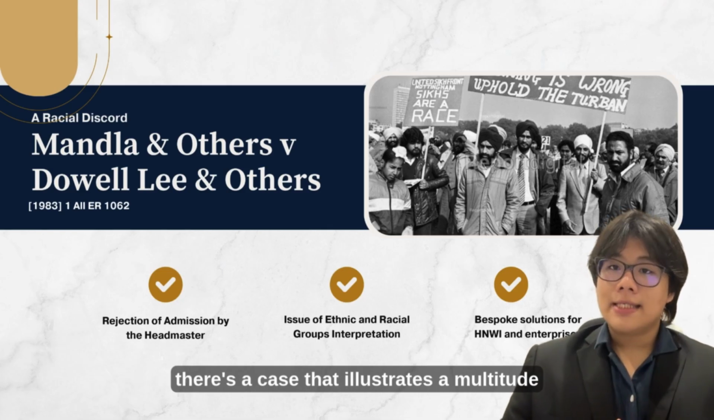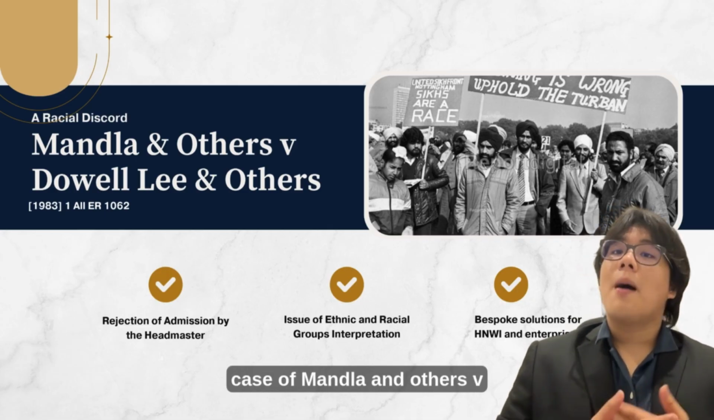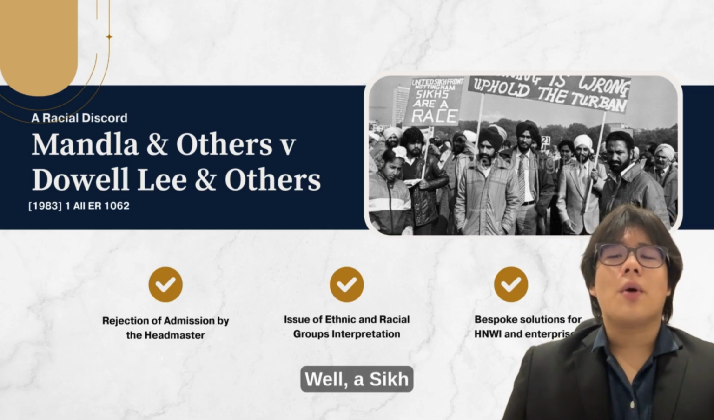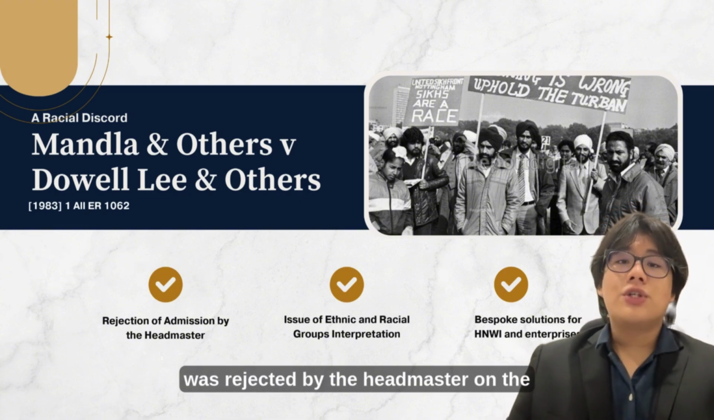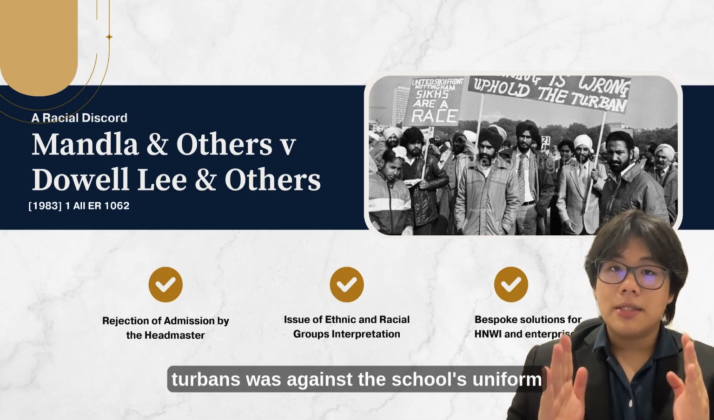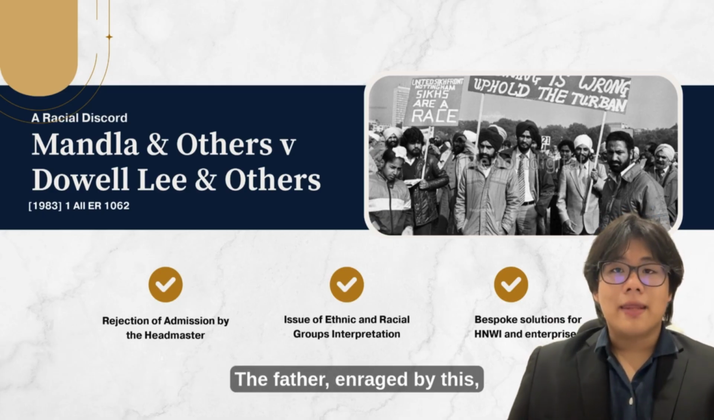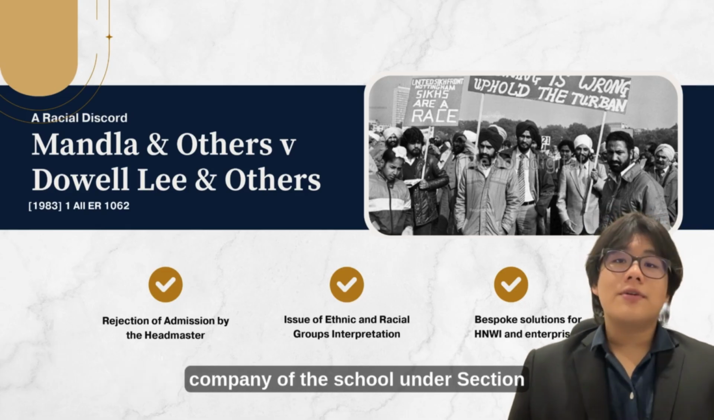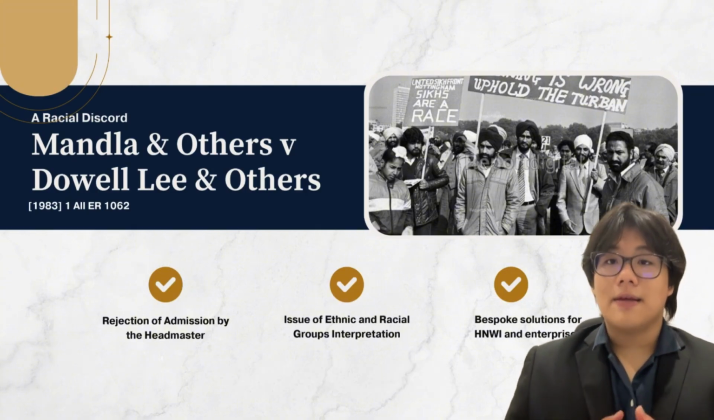Now, there's a case that illustrates a multitude of these extrinsic aids. The case of Mandla and others against Dowell Lee and others. Now, what happened in this case? Well, a Sikh boy's admission to a private school was rejected by the headmaster on the grounds that the keeping of long hair and the wearing of turbans was against the school's uniform policy. The father, enraged by this, brought a claim against the headmaster and the parent company of the school under Section 1 Sub 1 of the Race Relations Act 1976.